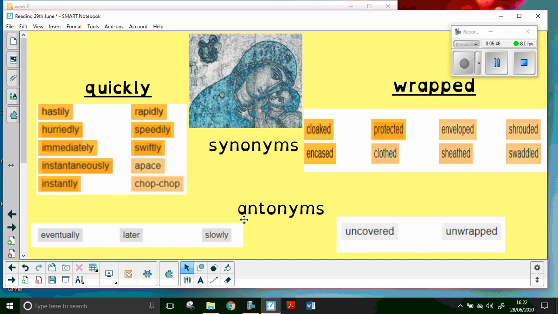And then the antonyms there. So if it's quickly, it means you've got to do something which is a bit chop chop, isn't it? Quickly, instantly, hastily, basically saying get a move on. And the antonyms there are, eventually this happened, later on, slowly. So they are the complete opposites to synonyms, and they are antonyms. Wrapped, we've got antonyms here, not very exciting, of course, but it's just uncovered, unwrapped. So we've got that prefix there before the words.